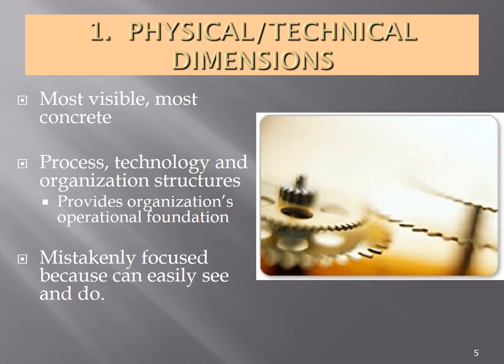Alright, so first thing first, we take a look at the first dimension of the first layer, which is process structure. But before that, let's take a look at what is this physical or technical layer. This layer actually consists of 3 dimensions, which are process structure, technology structure, and organization structure. So these dimensions will provide the organization's operational foundation.